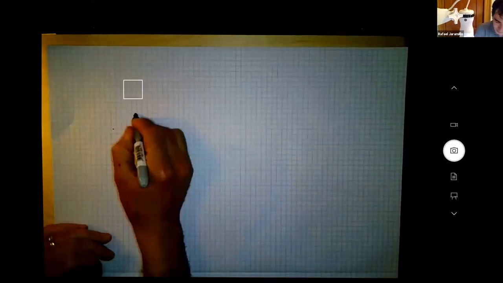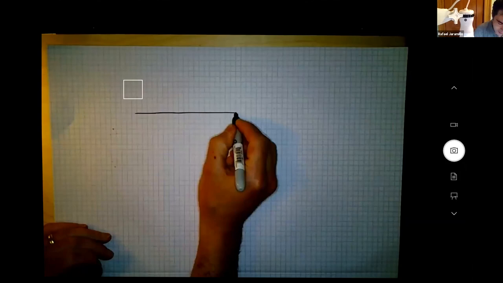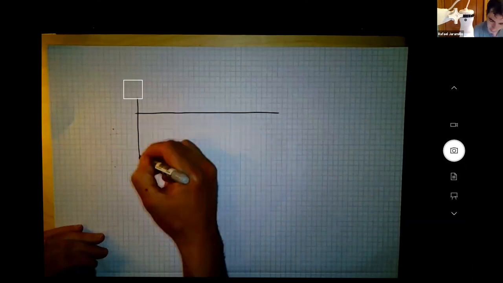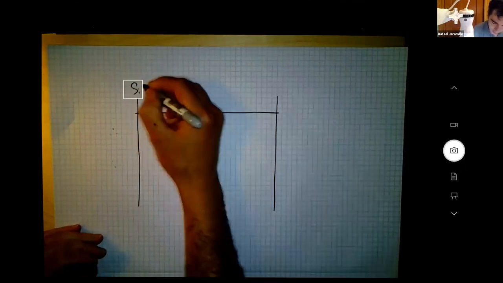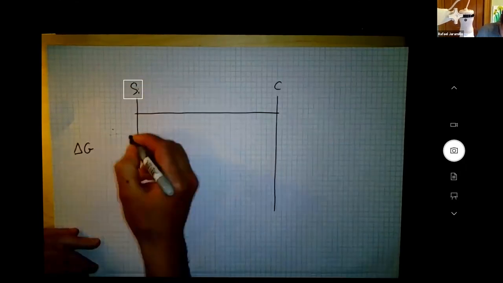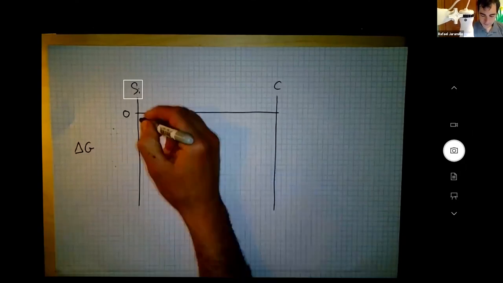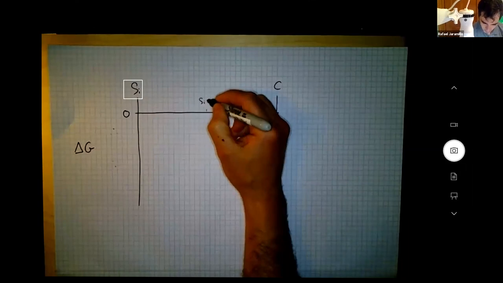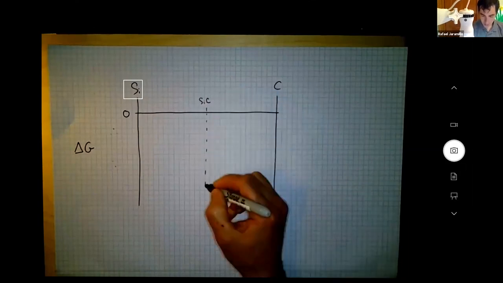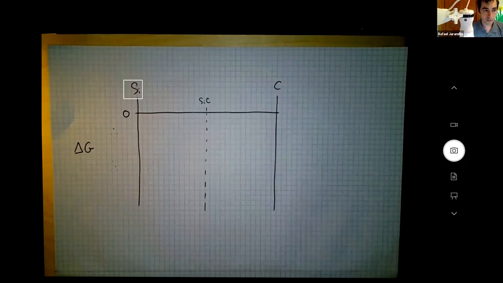So would anyone like to take a stab at how I would draw a free energy composition diagram for the silicon carbon system at low temperature? Here's silicon, here's carbon, here's delta G. Here's zero, and let's say this is 50-50. So first off, do I need any solution models? I don't, because nature has informed solutions. So no need to model solutions.